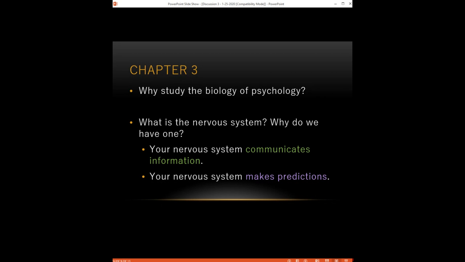And another point that I'm going to make is that the nervous system makes predictions, funnily enough. I'm not going to go too deeply into this, but keep that in mind. Your nervous system communicates information, and eventually what it tries to do is, based on that information, make predictions about what's going to happen in the future. That's the whole reason we have a nervous system.